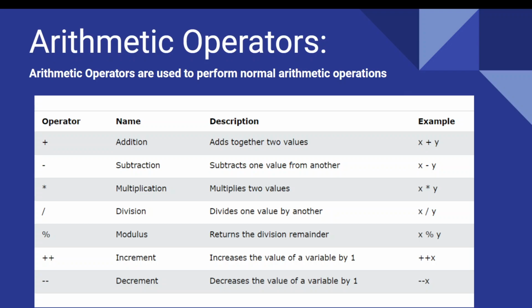And then we have the increment and decrement operators. Increment increases the value of a variable by 1, and decrement decreases the value of a variable by 1. These two are also unary operators because they operate on a single operand. Now let's see this in Eclipse.